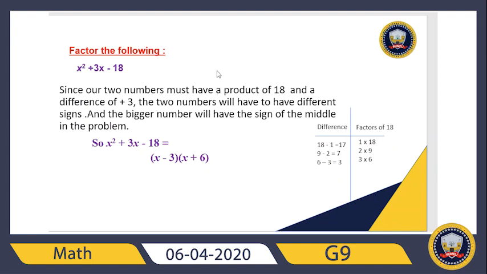طيب second thing, as long as the sign of the third term is a negative sign, I will write the difference. I will subtract each two factors from each other. يبقى in the second column of my table, I will put the differences between each two factors. يعني 18 minus 1 gives me 17. 9 minus 2 is 7. 6 minus 3 is 3. Okay, until now كده my third step.